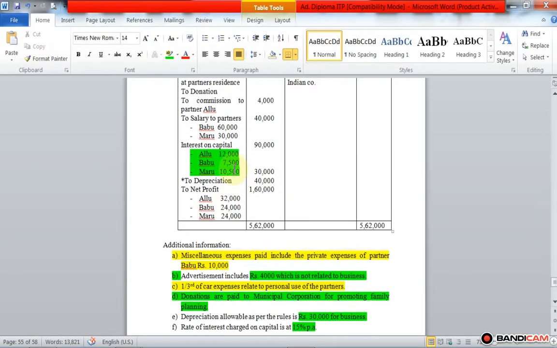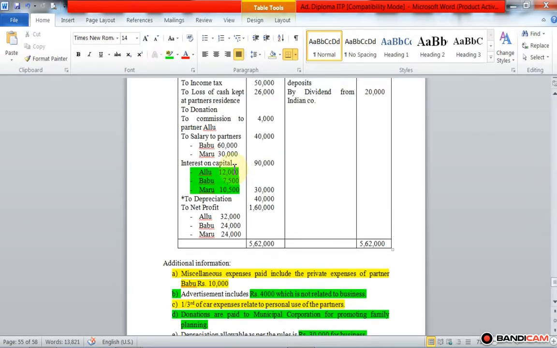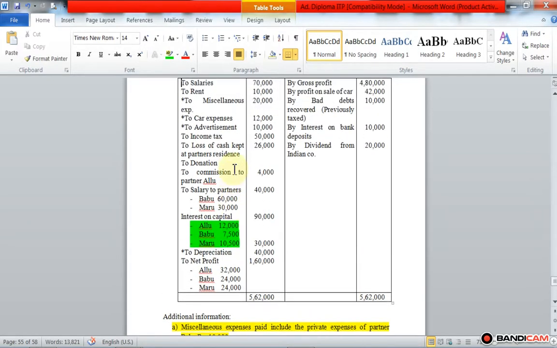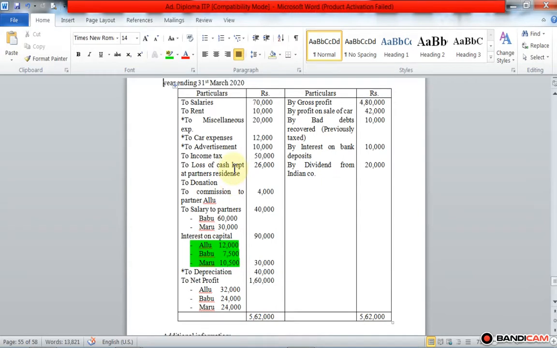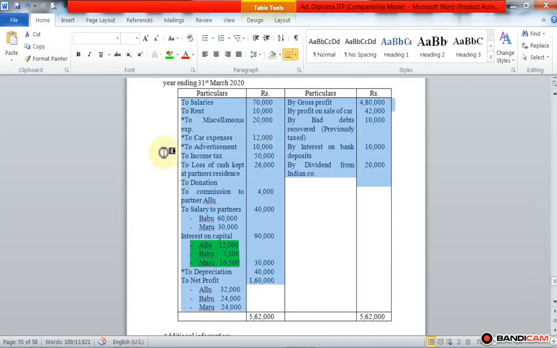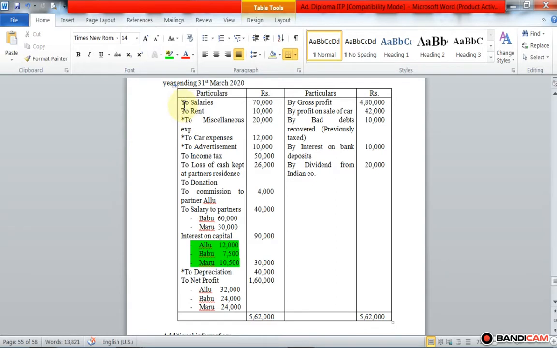So here we read all the additional information and make a star in front of those items for which an adjustment is given. So here we read the debit side of the profit and loss account, that is, to salaries. So salaries are allowable expenditure of the firm. Then rent is allowable expenditure of the firm. Then additional information is given on miscellaneous expenses.